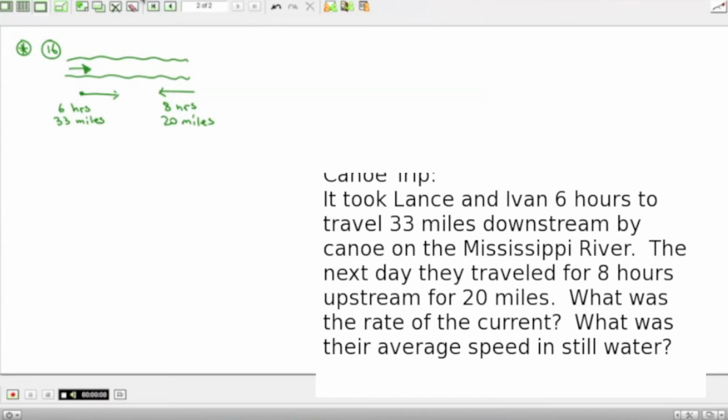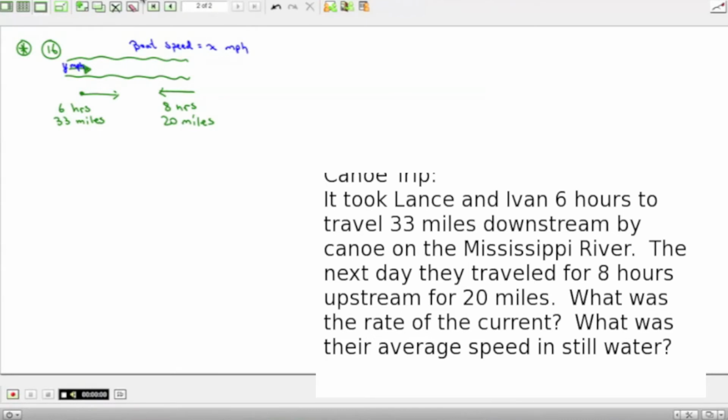So we're going to call it, well, actually I'm going to call it y because there's a reason for it. But either way, it doesn't matter if you call it x. So let's call the speed of the current y miles per hour. What is the other thing I don't know? Yeah, how fast you were going, period. How fast was the boat going, or what's the fastest you can get the canoe going overall? So the other thing is the boat speed, or canoe speed, we're going to let that equal x miles per hour.